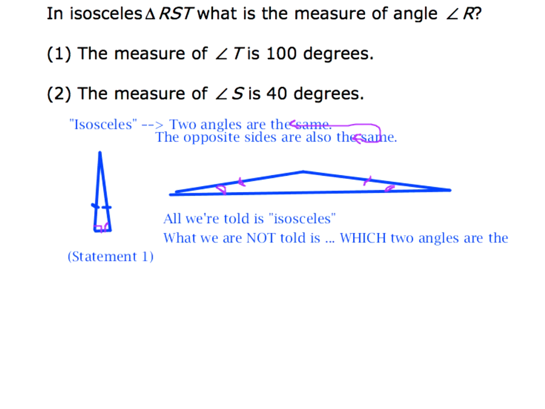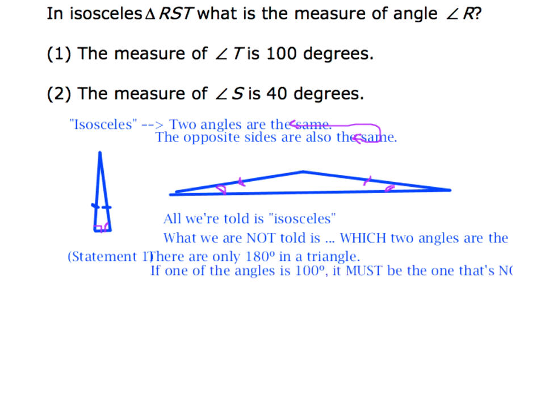If you have a 100-degree angle, how many degrees are in a triangle? Well, there's only 180, right? So there are only 180 degrees in a triangle. Therefore, if one of the angles is 100 degrees, then it must be the one that's not equal to any other one, because you can't have two 100-degree angles in the same triangle. So that means that you're looking at a triangle that looks like this, where there is your 100 degrees.